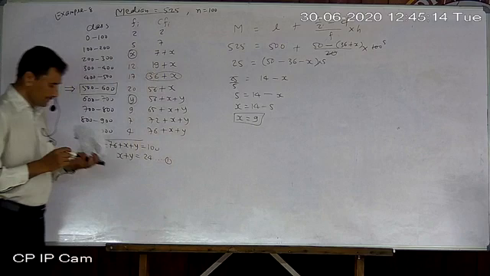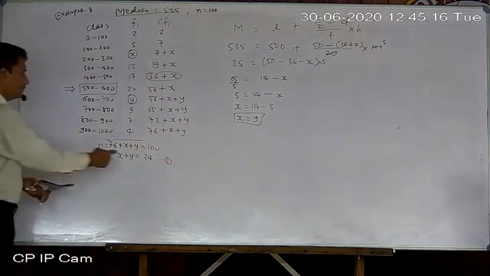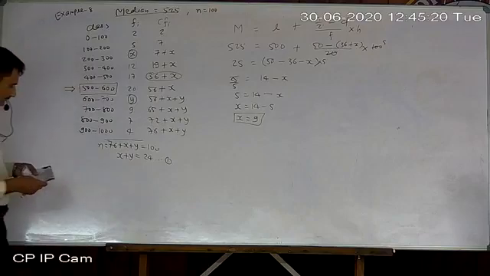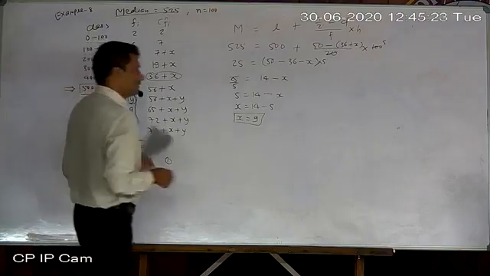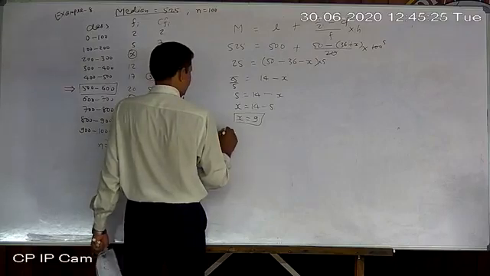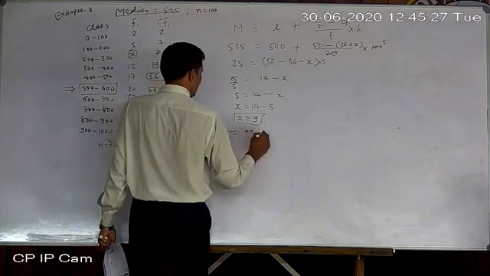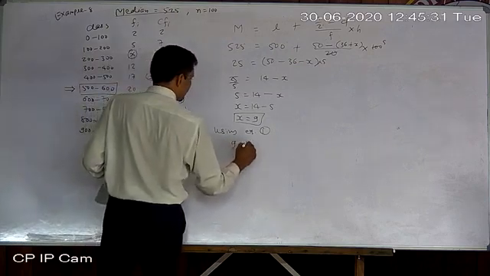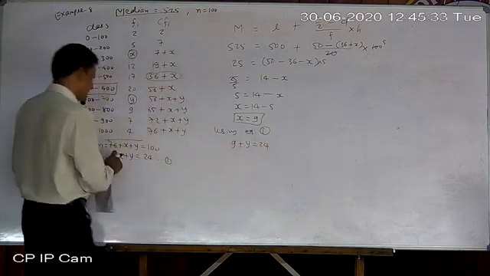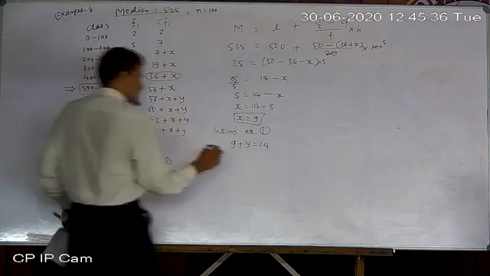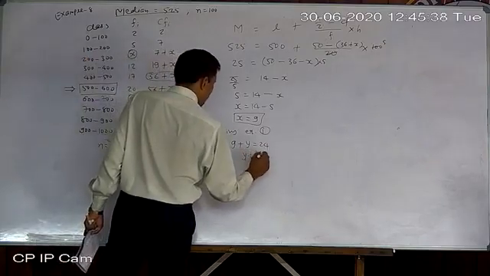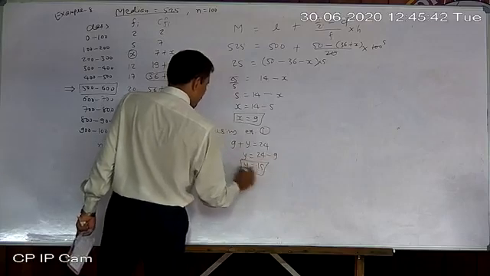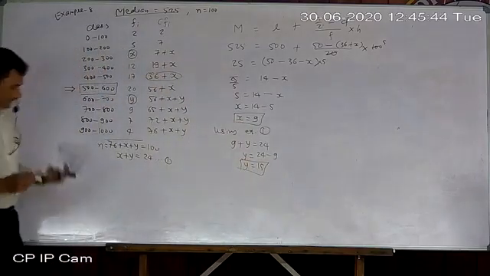Okay, so we got x as 9. Now you know x plus y's value, using equation number 1. X plus y is 24, so write down 9 plus y equals 24. Why? Because we know x is 9 only. So y equals 24 minus 9, so y equals 15. So we got both missing frequencies, x and y.